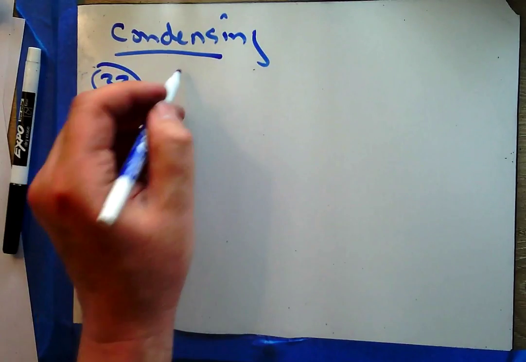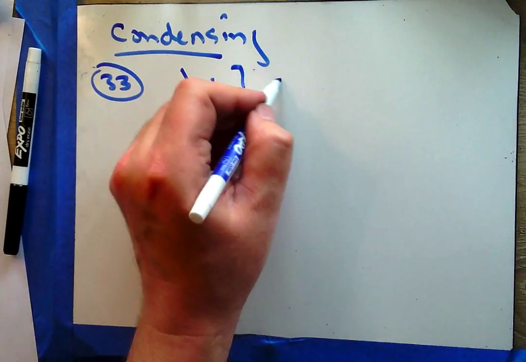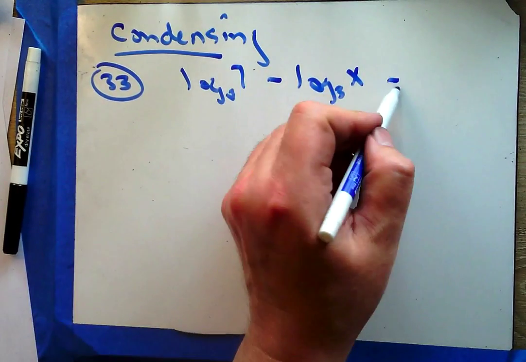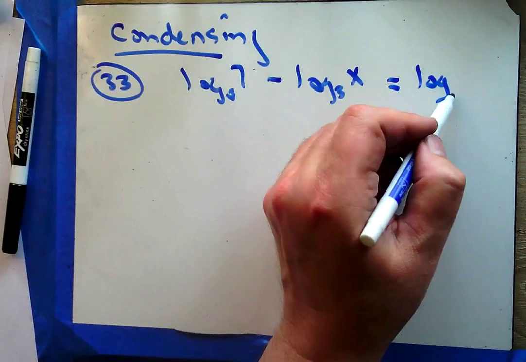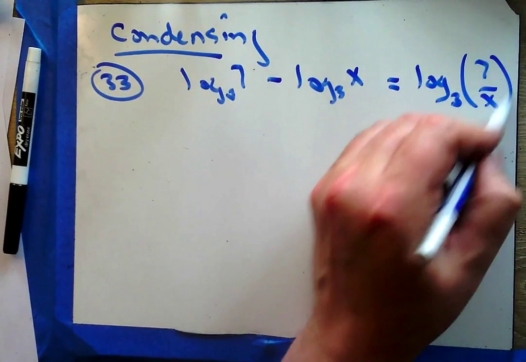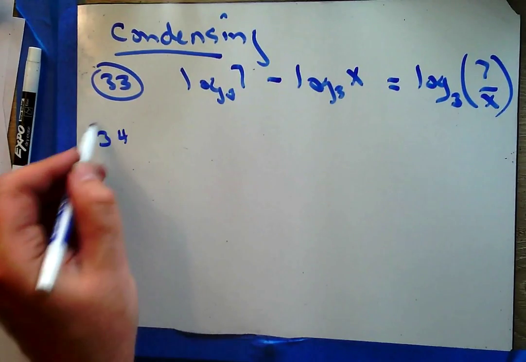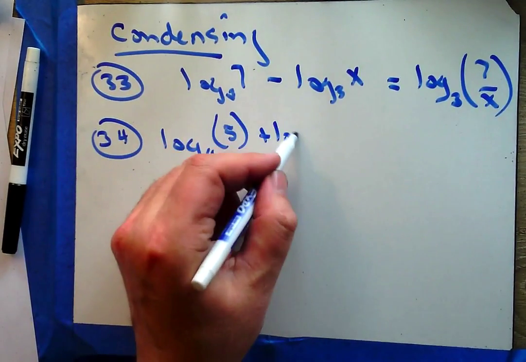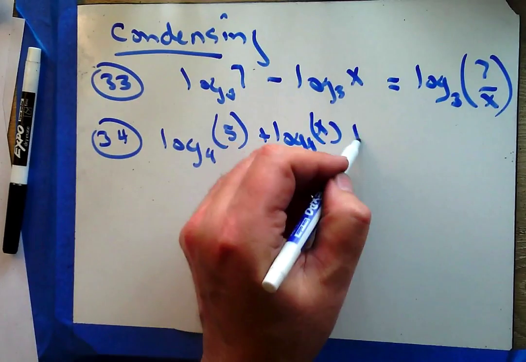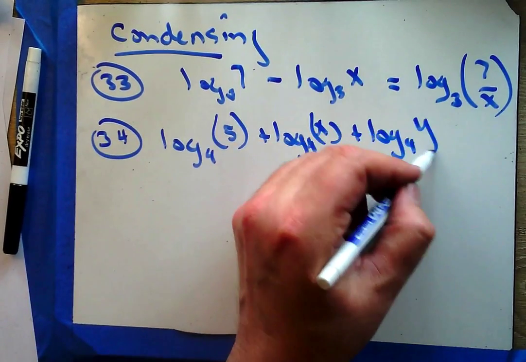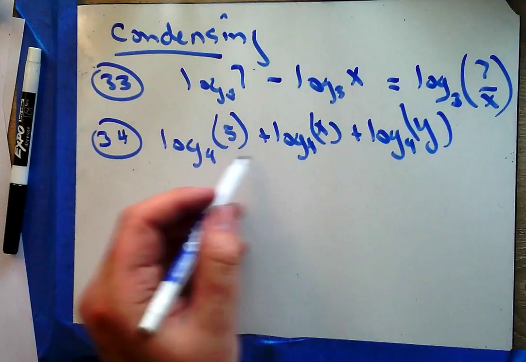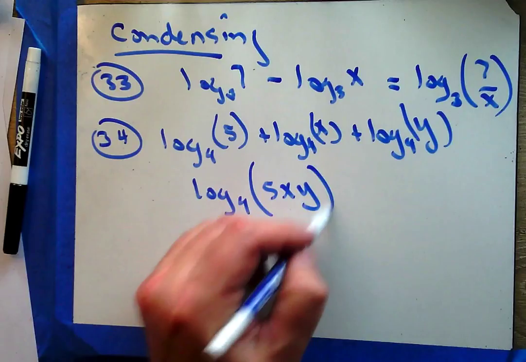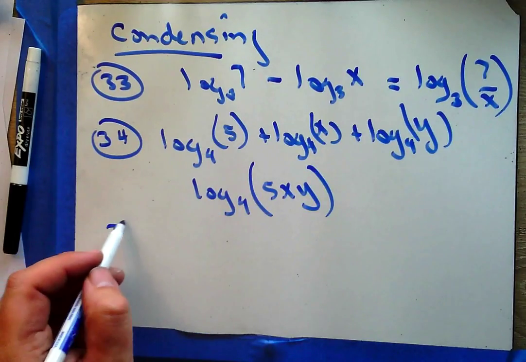33 says log base 3 of 7 minus log base 3 of x. Well, that's my quotient property, and I know I can rewrite that as log base 3 of 7 over x. 34, log base 4 of 5 plus log base 4 of x plus log base 4 of y. Well, there's my product rule, so this is just going to be log base 4 of 5xy. Well, it's not a big deal. This is an easy review.